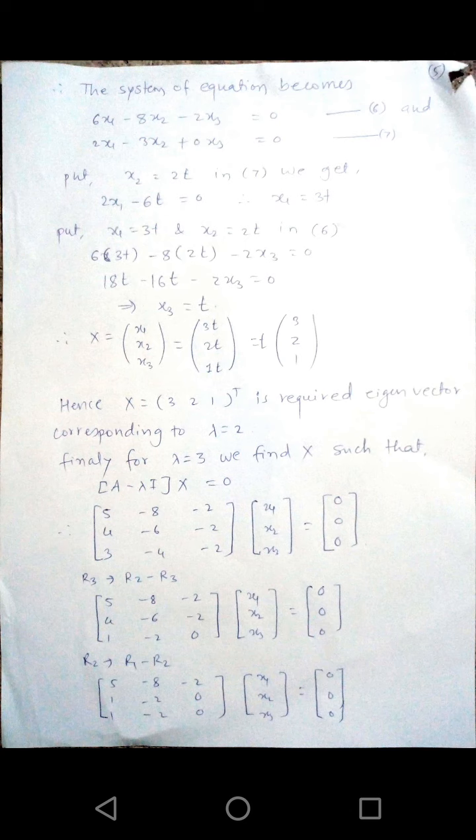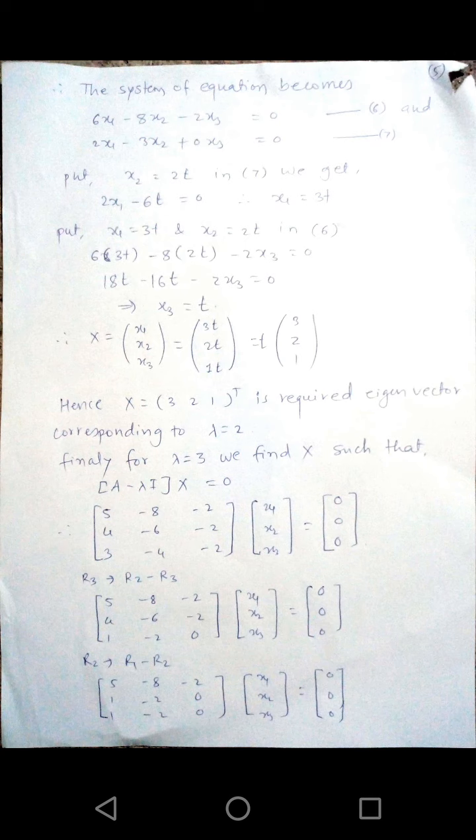Finally, for lambda is equal to 3, we find capital X such that the matrix (A minus lambda I) times capital X is equal to 0, which reduces to [5 -8 -2; 4 -6 -2; 3 -4 -2] times the column vector x1, x2, x3 is equal to [0 0 0]. So this is nothing but the zero column vector. R3 is changed by R2 minus R3.